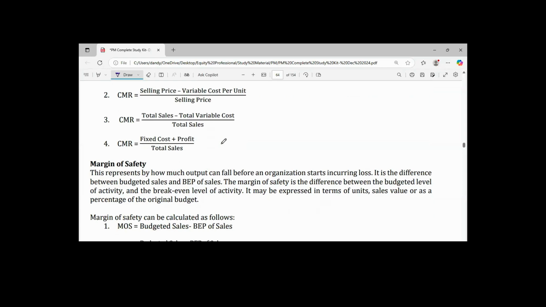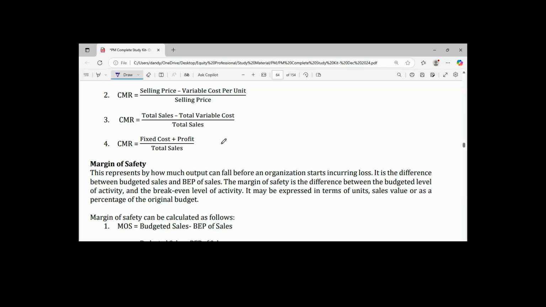Just like sensitivity analysis in risk and uncertainty, margin of safety can be computed as the difference between the budgeted sales and the break-even point of sales. Budgeted sales and break-even sales could be in units or in value. If it is in units, you take the budgeted sales units less the break-even point of sales in units. The difference will give you the margin of safety. That will be the extent to which your output can fall before the company will begin to incur loss.